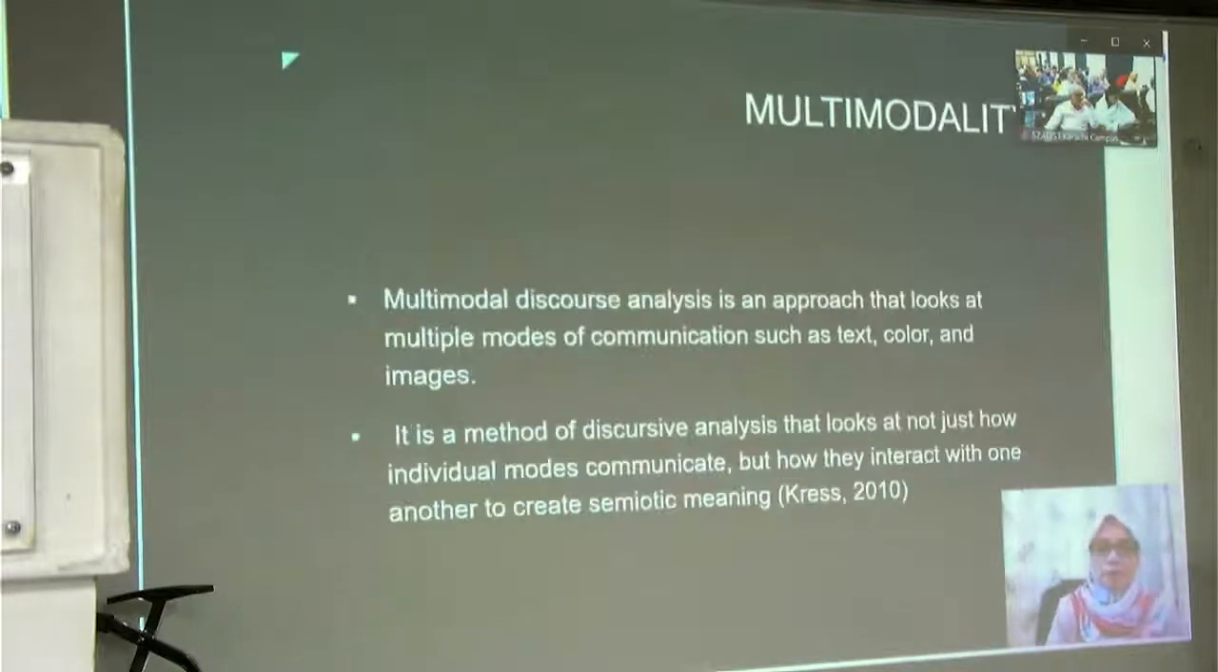Now, let's go to multimodality. Multimodality is a way to analyze data where you look at the discourse. Multimodal discourse analysis is an approach that looks at multiple modes of communication such as text, color, and images. I forgot to tell you that qualitative data is descriptive.